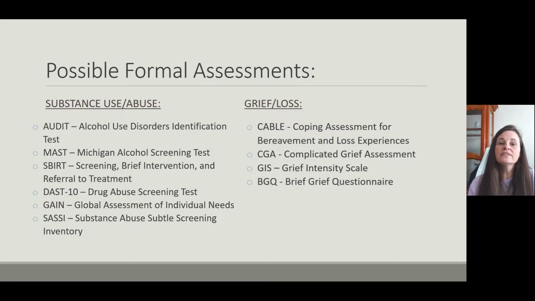And then with the grief and the loss, there are assessments to go along with that as well, because we know that she has had some bereavement and some loss experiences. You could do a grief intensity scale. You could do a brief grief questionnaire. You could do a coping assessment for bereavement and loss, or a complicated grief assessment.